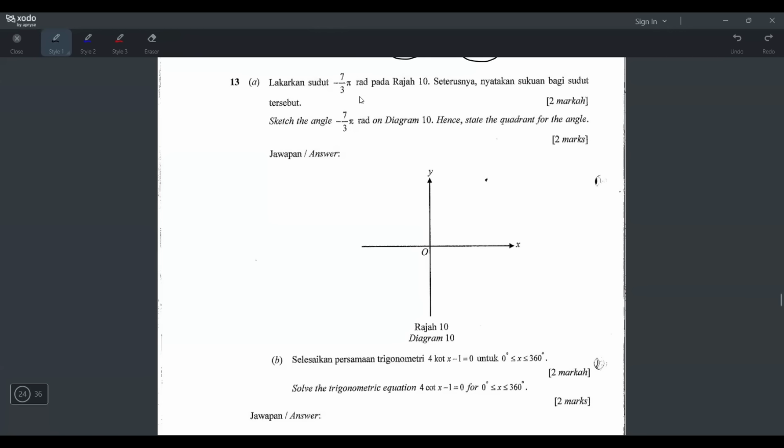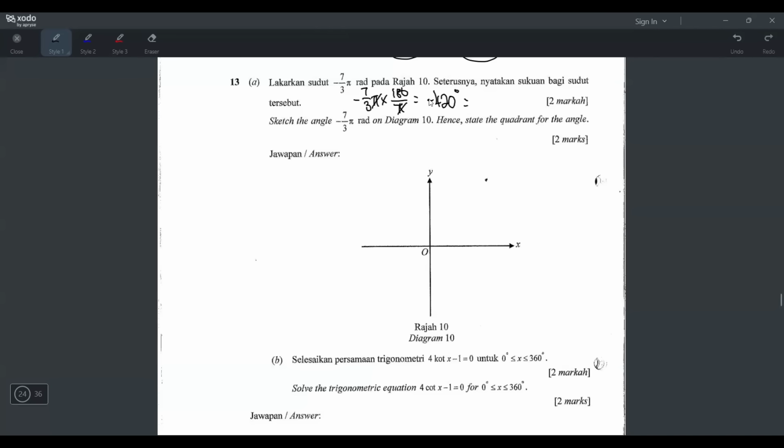So how to convert? -7 over 3 pi. Okay, when you want to convert radian to degree, you darab 180 over pi. Okay, so pi potong. 3 and 180 also can potong. 60 times 7, -420 degrees. So rupa-rupanya this is -420 degree. But -420 is already lebih satu circle already. Yeah, it's already more than one complete circle, sebab dia sudah lebih 360 already. So what you have to do is you have to minus 360 so that you know how many degree.